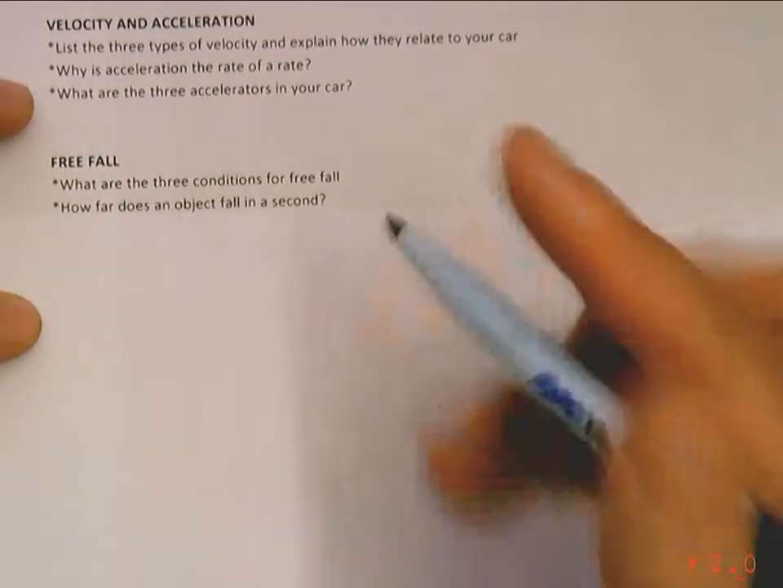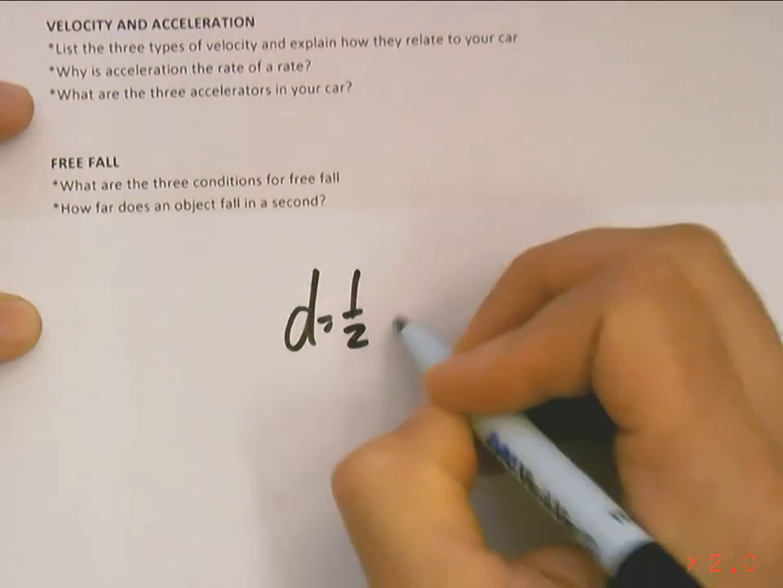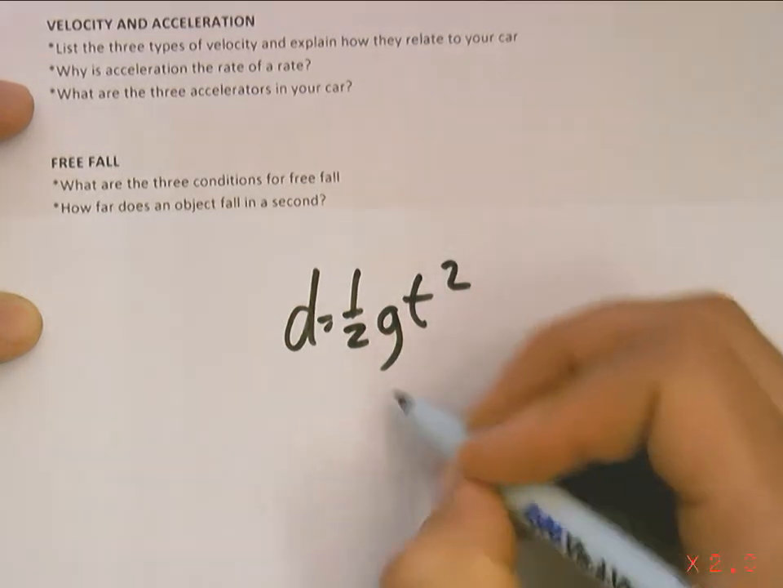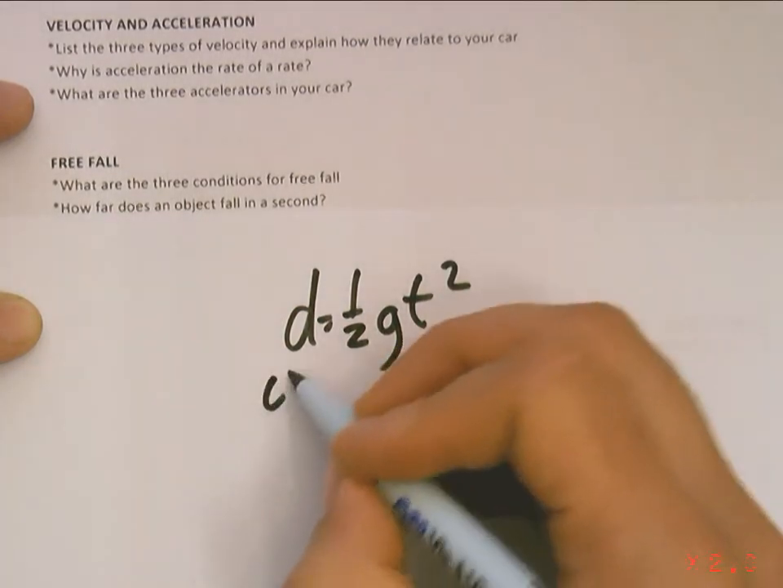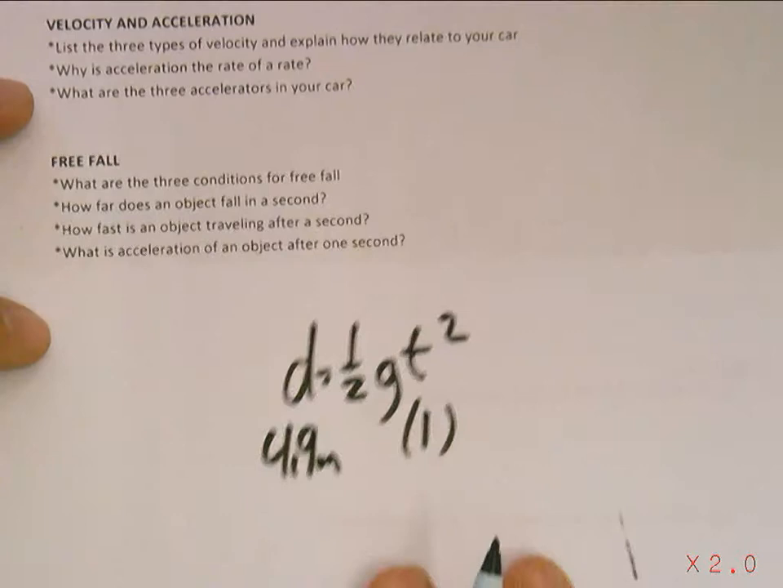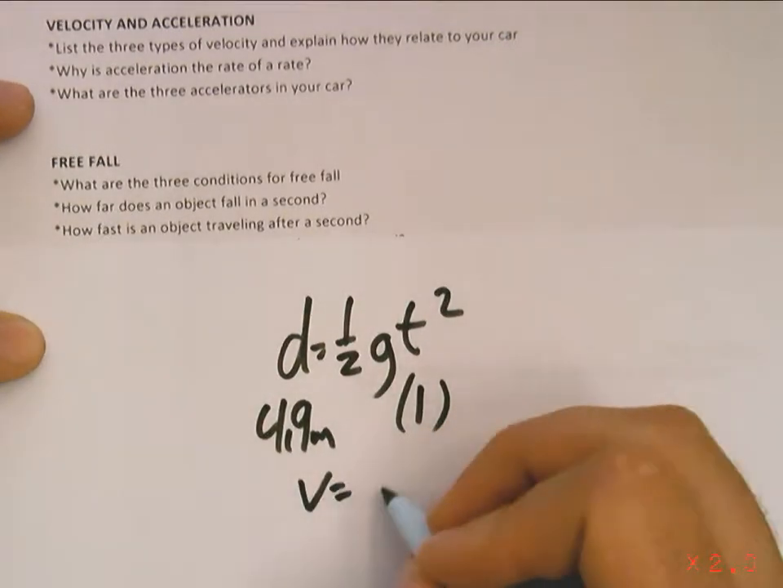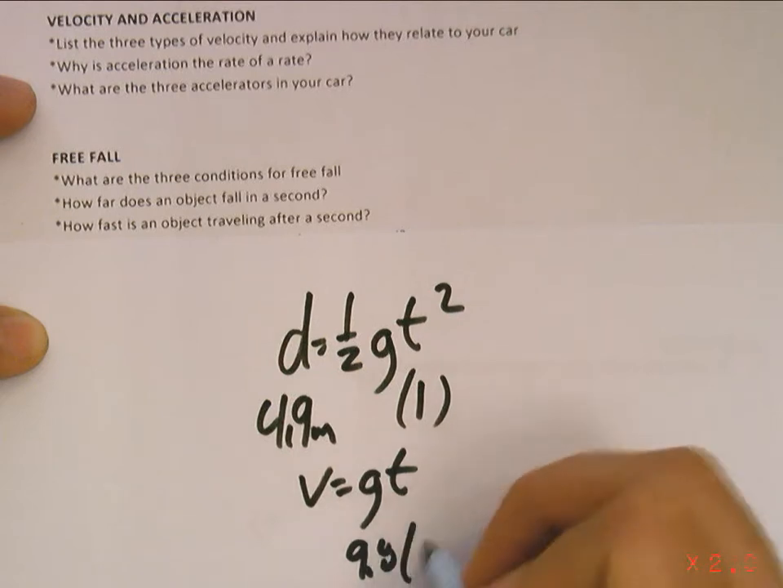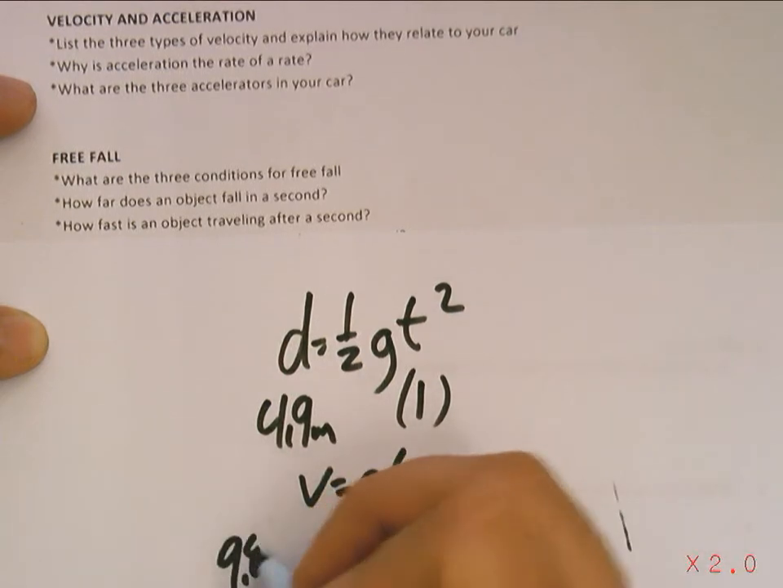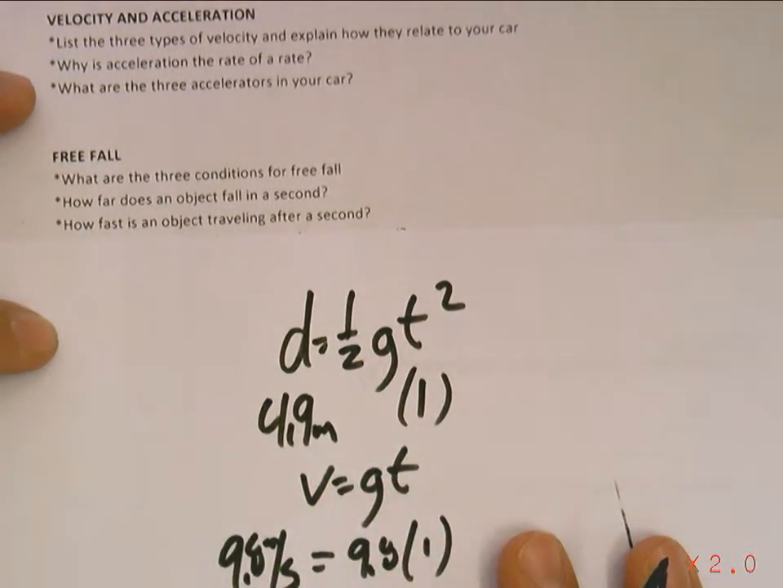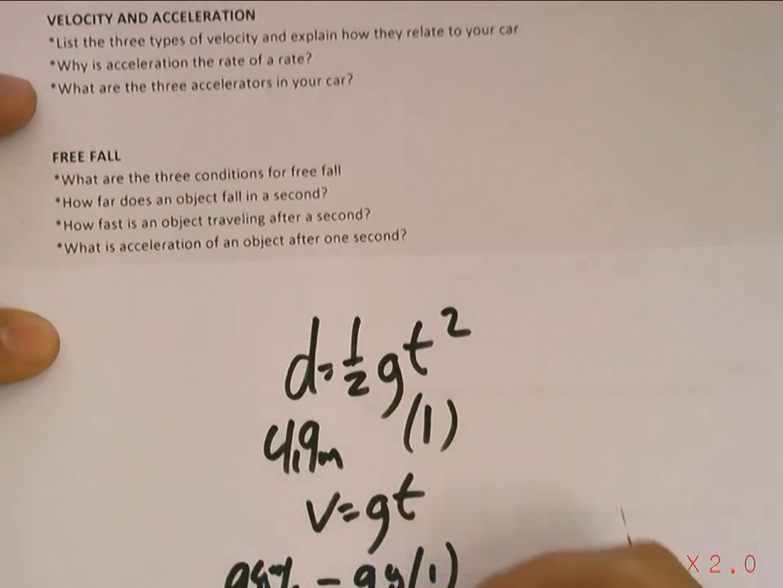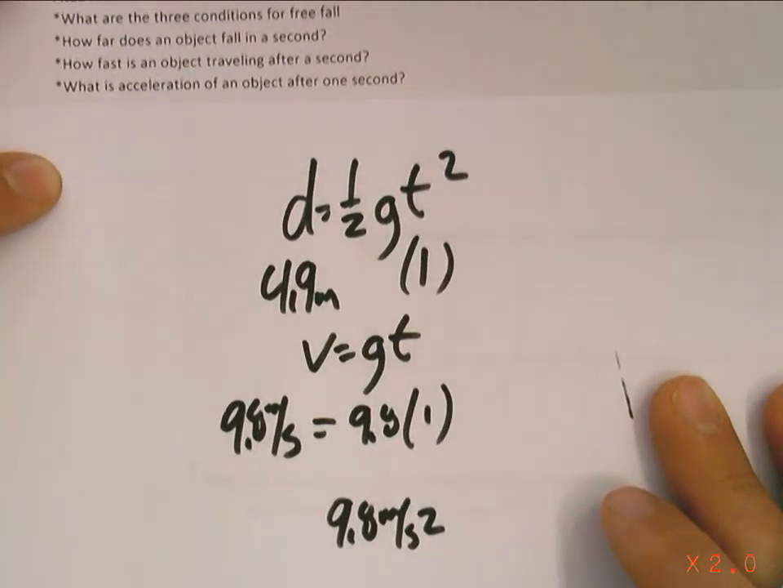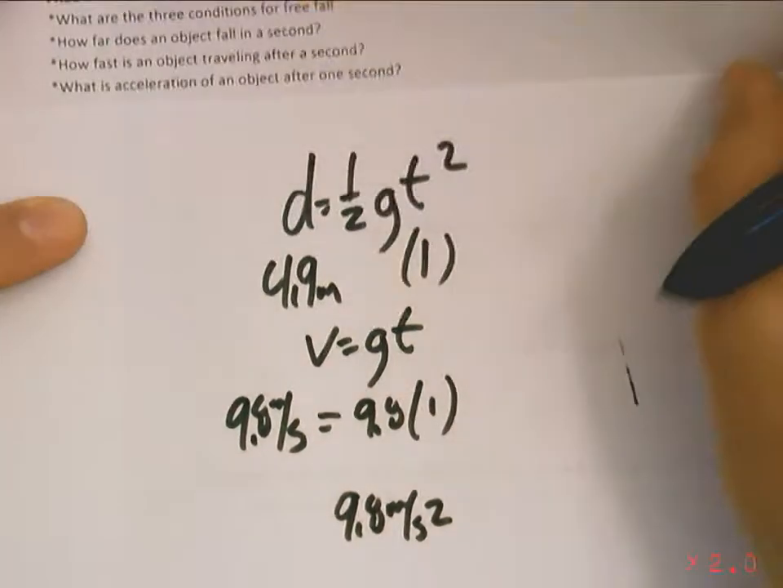How far does it fall in a second? We use the free fall equation, d equals 1/2 gt squared. We put 1 in for t, and we get 4.9 meters. How fast? V equals gt, so we take 9.8 times 1, and we get 9.8 meters per second. What's the acceleration after 1 second? It's constant. It's always 9.8 meters per second squared. Whether we said 5 seconds, 10 seconds, 3 seconds, it's always 9.8 on the planet Earth.